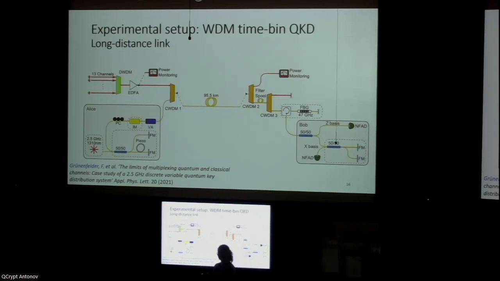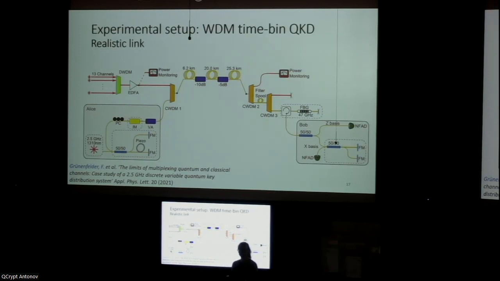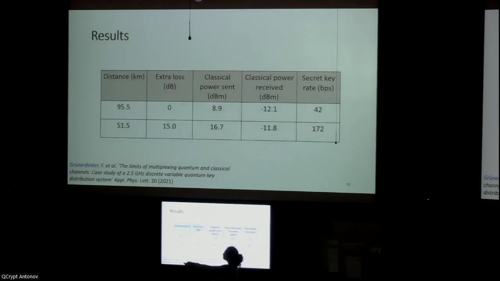Right, so this is for the long distance link, and then for the realistic link, we have the same loss. However, this consists only of around 50 kilometers of fiber, and then we add 15 dB of extra loss. So this could simulate some network environment. Right, and then for the results that we obtain, for the fiber-only link, we send in around 9 dBm of classical power. We receive around minus 2.1 dBm, and we are really pushing ourselves to the limit and achieve 42 bits per second of secret key rate. Now in the realistic link, we add this 15 dB loss with 51.5 kilometers of fiber. Here we managed to send in 16.7 dBm of classical power, receive around minus 11.8, and we achieve 172 bits per second.